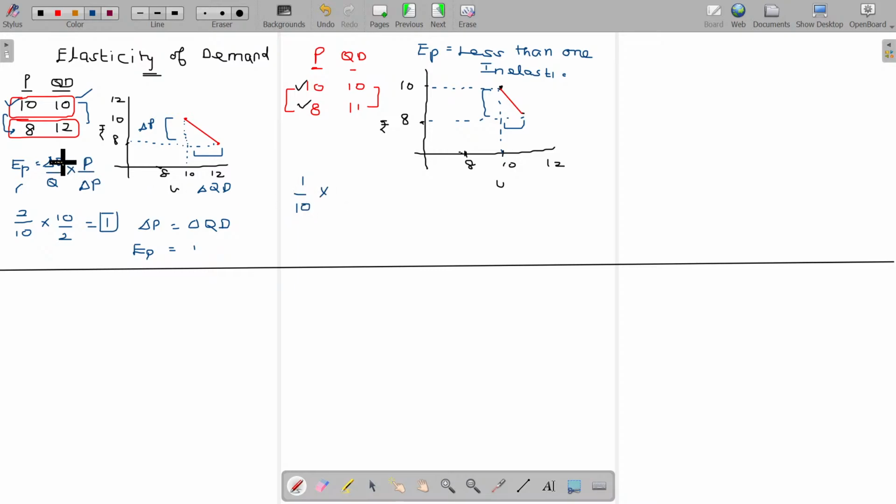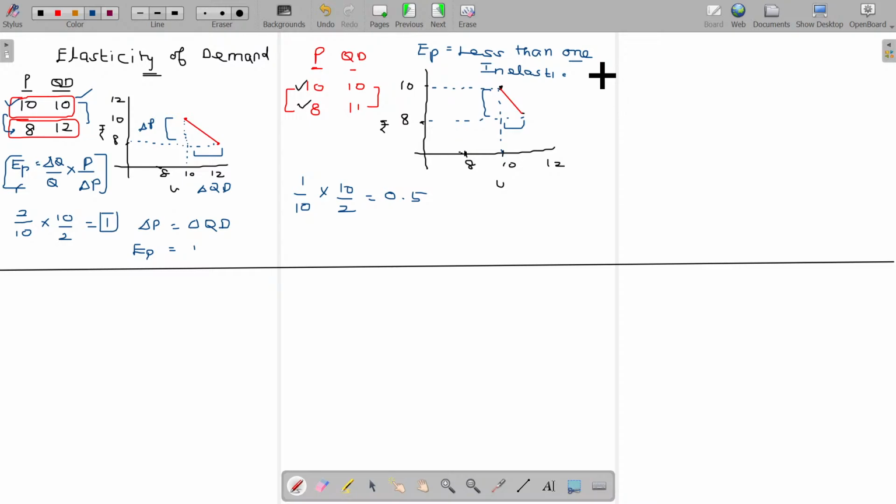As per this formula, change in quantity being 1 divided by existing quantity being 10. I just apply this formula in all the locations. So 1 by 10 multiplied with 10 by 2. Now the ultimate value is 0.5. It is less than 1. That's why it is called less than unit or less than 1, or not so elastic, inelastic, slightly elastic.